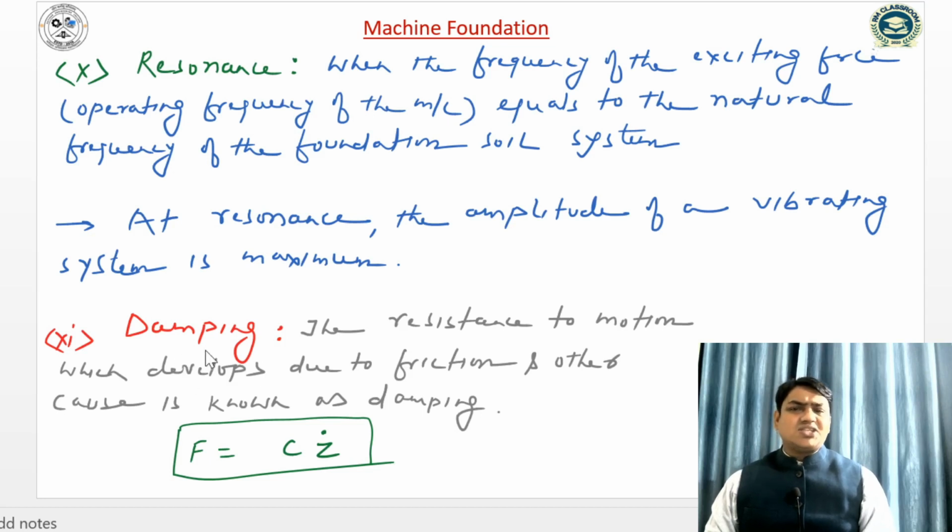Another term is damping. The resistance to motion which develops due to friction and other causes is known as damping. According to D'Alembert principle, the force due to damping is F equals C into z dot, where F is the force, C is the damping constant, and z dot is the velocity, or we can write dz by dt.